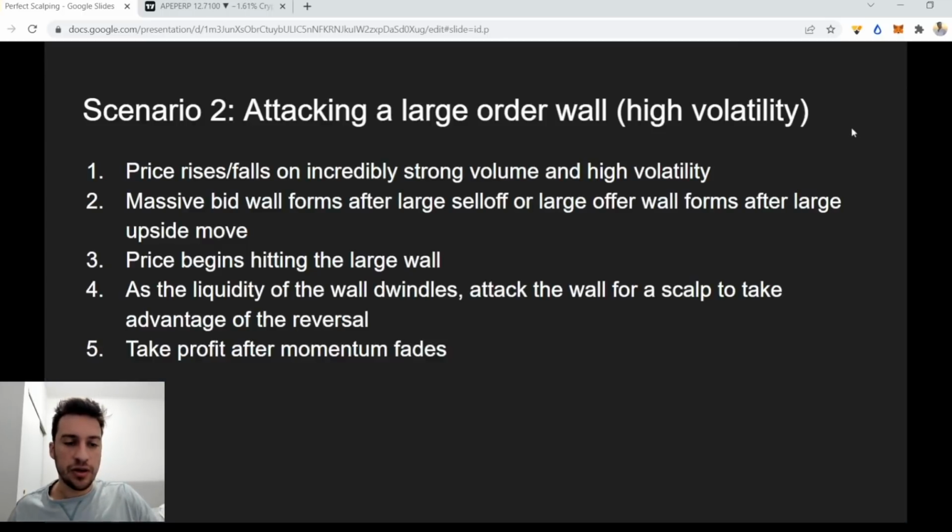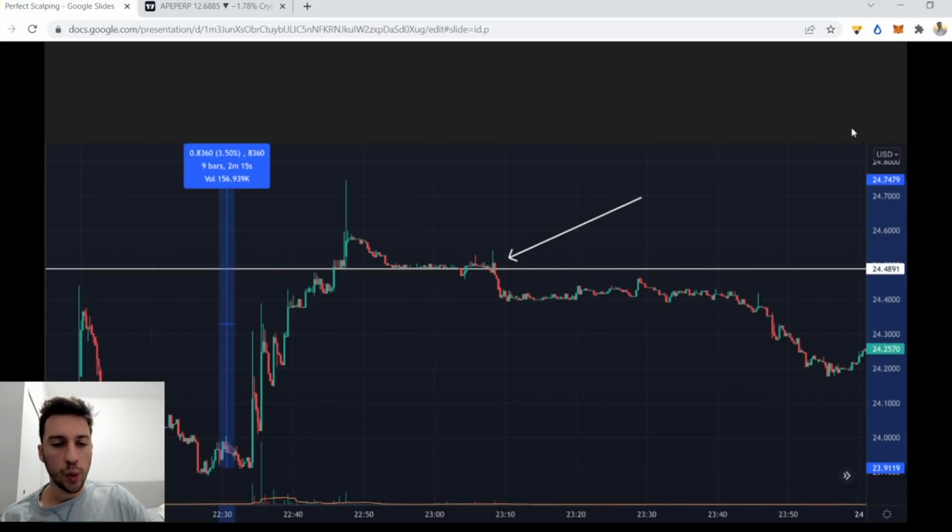So this is a kind of strategy that I love because it's not too hard to make a fair amount of money very quickly. Here's what it looks like in real life. So right here we can see that price rises at the time of 2230. You guys can see that. At the time of 2230, price rises up to about 24.75 on the coin HNT perp, Helium. What ends up happening though is that a large bid wall forms, and if you are an advanced trader, you probably already noticed this, but I'll point it out.